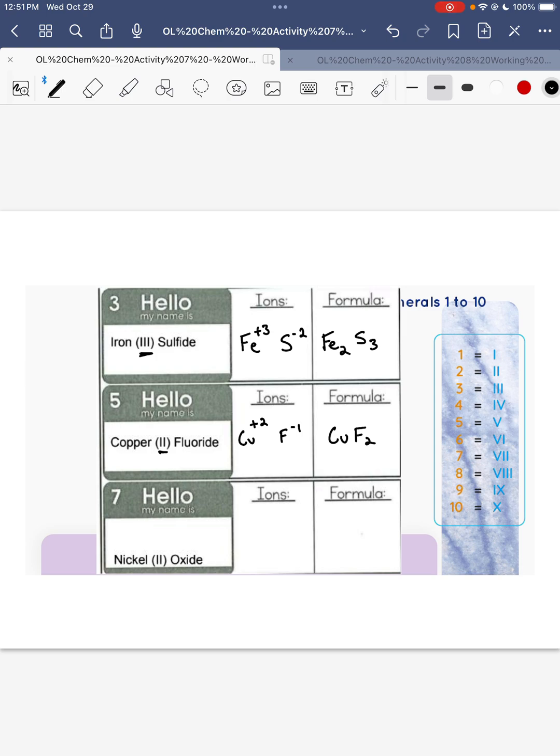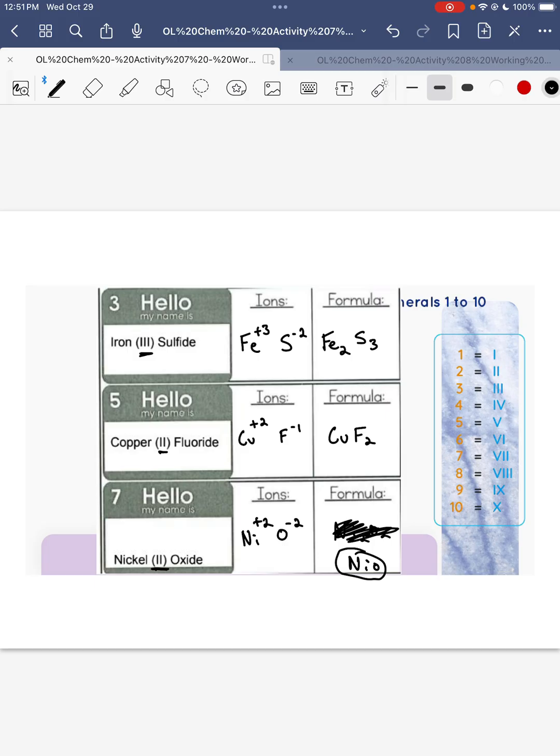Each one of these names only matches one formula and vice versa. Lastly, with nickel 2 oxide, I have a nickel ion and an oxide ion. The oxygen is always -2. The nickel is +2 because of that number there. So when I write the formula, I'm going to simplify it from Ni2O2 down to just NiO. This is going to be my final answer, not the unsimplified version.